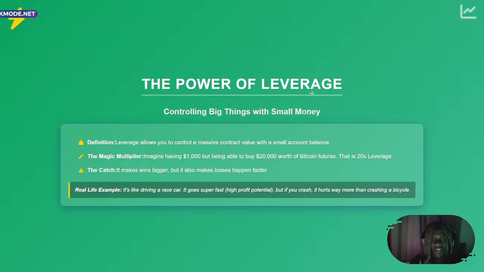So let's talk about the power of leverage: controlling big things with small amounts of money. Leverage allows you to control a massive contract value with a small account balance. That's the magic multiplier. Imagine having $1,000 but being able to buy $20,000 worth of Bitcoin futures. In that instance, the math would be 20x leverage. And the catch: it makes wins bigger, but it also makes losses happen quicker.